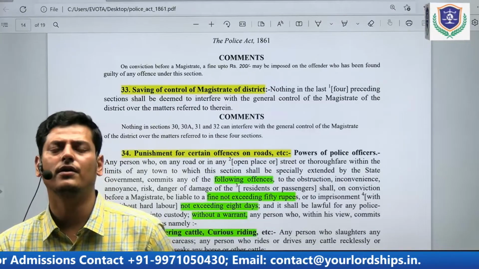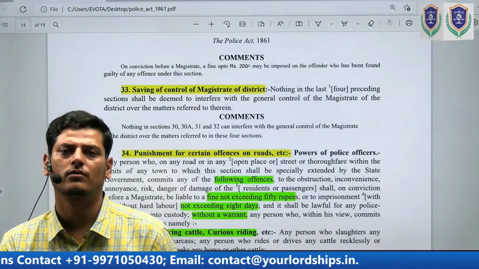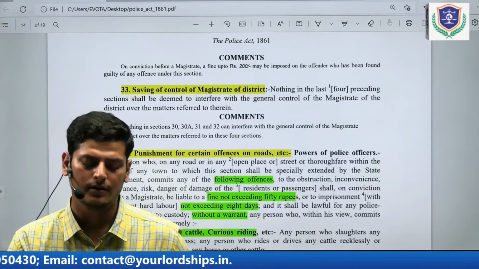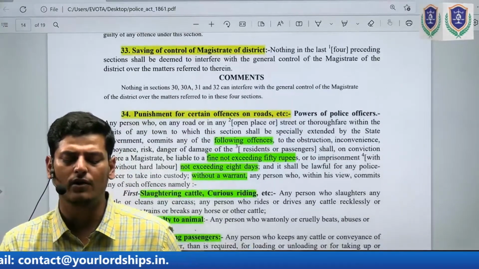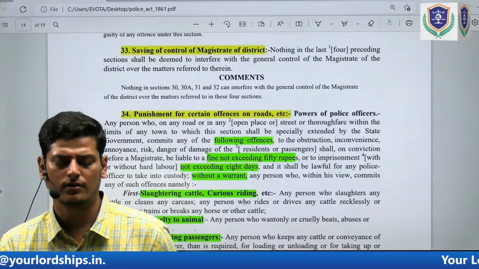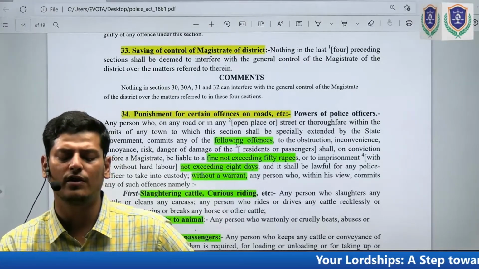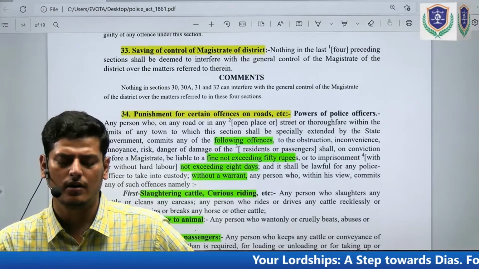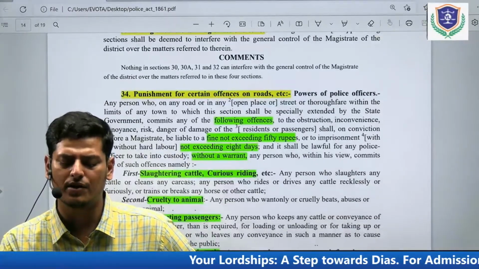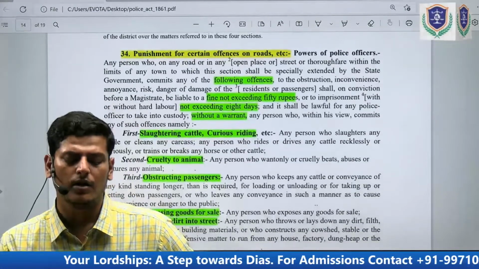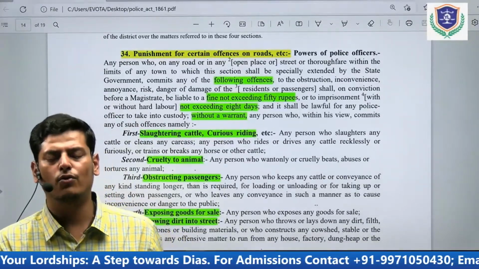This has been given under section 32. So 30 हो गया, 30A हो गया, 31 हो गया, 32 में penalty है. Then 33, saving of control of magistrate of the district. Very simple section. Nothing in the last 4 preceding sections shall be deemed to interfere with the general control of the magistrate. ये भी जो है general power of magistrate जो है उससे interfere नहीं करता है, ये preceding sections जो थे.